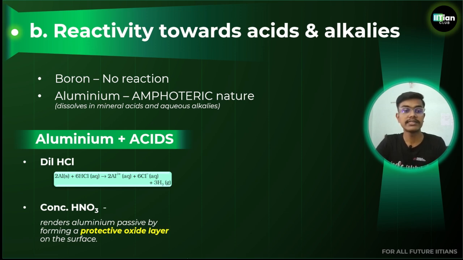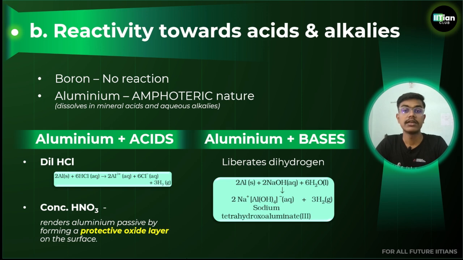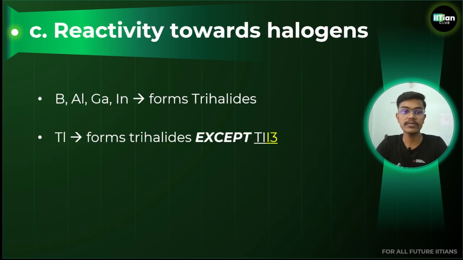Aluminum plus acid, let's take the case of dilute HCl. Aluminum reacts with dilute HCl and forms H2, dihydrogen. In the case of HNO3, it doesn't react well. HNO3 renders aluminum passive by forming a protective oxide layer on the surface. Since an oxide layer gets formed, with HNO3 no reaction happens. And talking about aluminum plus bases, it liberates dihydrogen as it did with HCl. And next we have reactivity towards halogens.